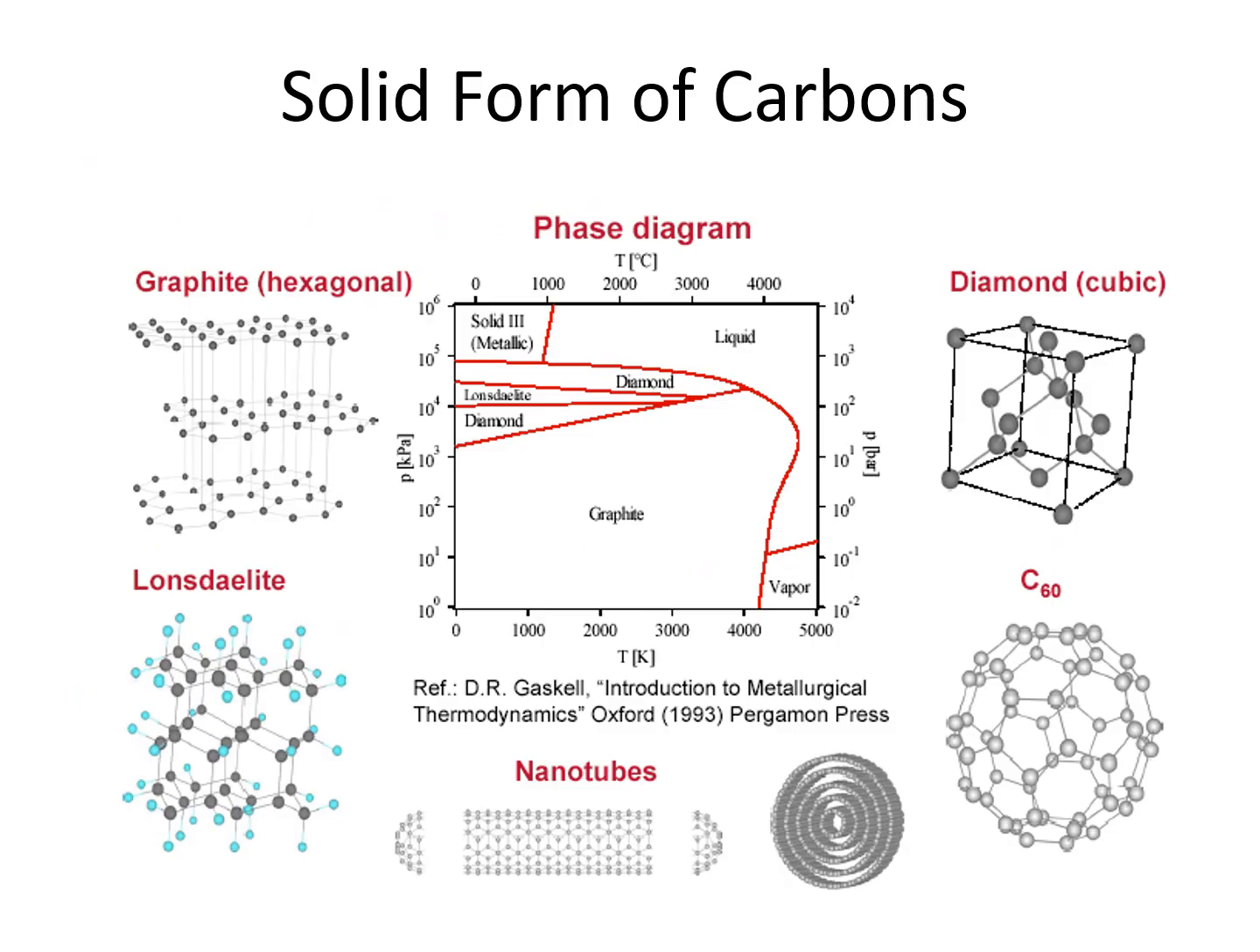We know that graphite, which is hexagonal, nanotubes, diamond, carbon 60 fullerene, and lonsdaleite are all made up of carbon.